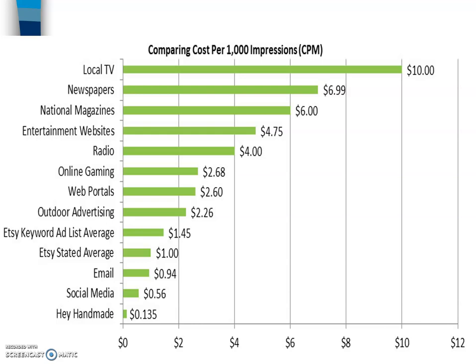Now, another comparison, I won't spend much time on these, but again, you see television is expensive. Outdoor is relatively cheap. And there's some Etsy. Etsy is that do-it-yourself handmade stuff that you sell online, and this is just for advertising on Etsy. Email is cheap. Social media, I'm not sure what Hey Handmade is. I've never used that.